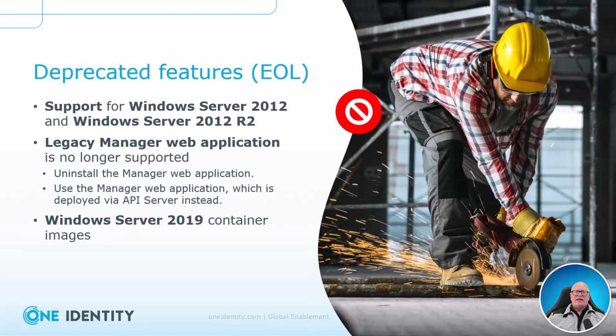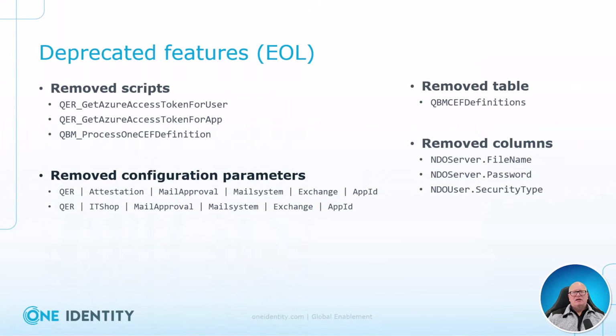Windows Server 2019 container images, we talked about that seconds before, are removed as well. And now some other deprecated features, end of life and removed. There are some scripts you can see. Scripts like get Azure access token for users and tokens for app are removed. Security reasons are the reason why they got removed. At the end, the technology changed. There are secure ways to handle that. You can't use such scripts any longer to deal with tokens, and so we are now using modern technology, and the old scripts can go away.